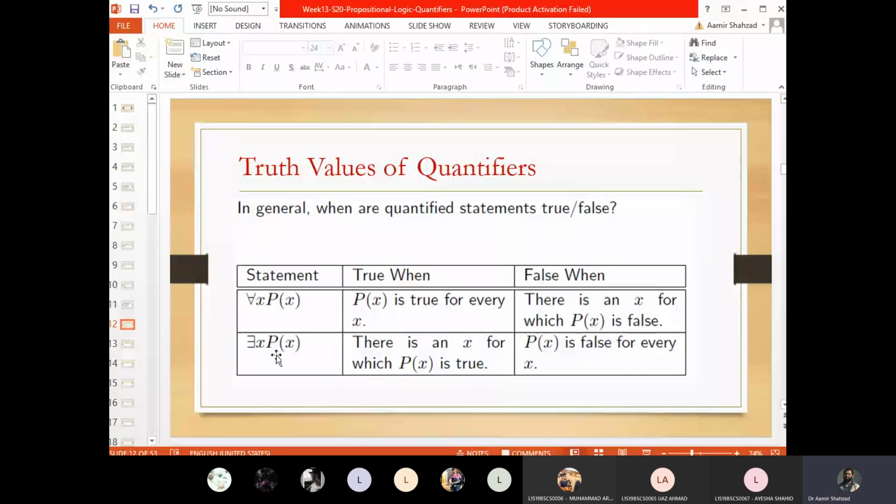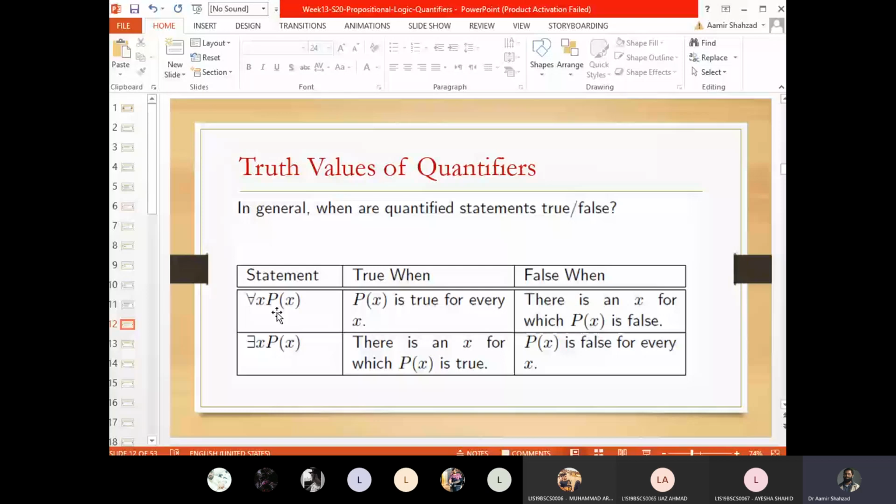Similarly, when we look at the existential quantifier, there exists x, p of x, when its negation happens, when it is going to be false, what happens? p of x is false for every x. So over here there is a universal quantifier. For all x, p of x is going to be false. For all x, negation of p of x. So we have a universal quantifier in the negation of the existential quantifier.